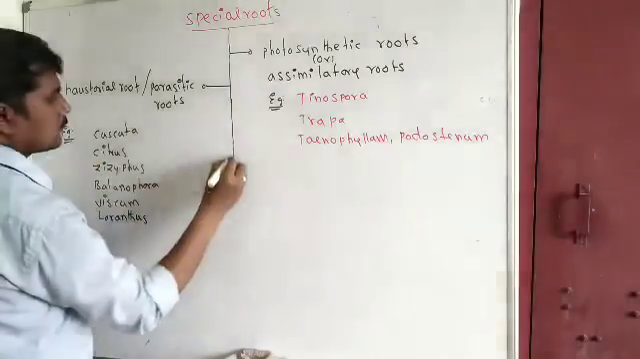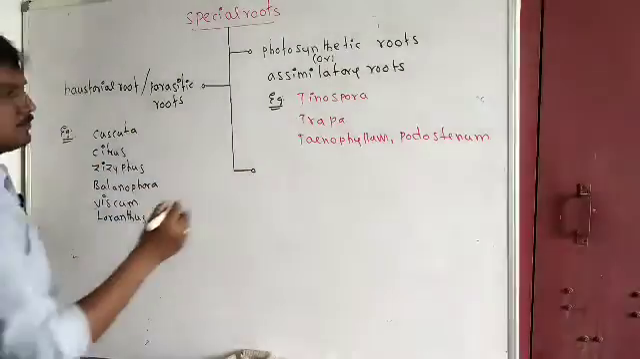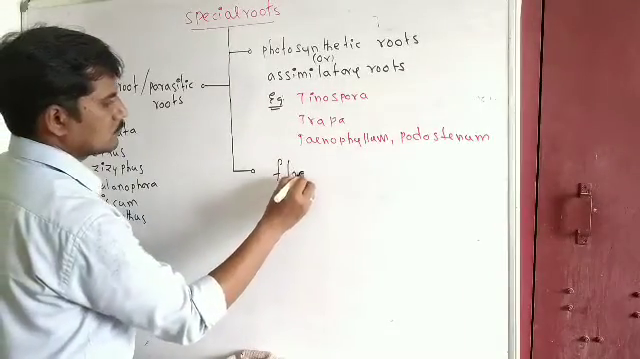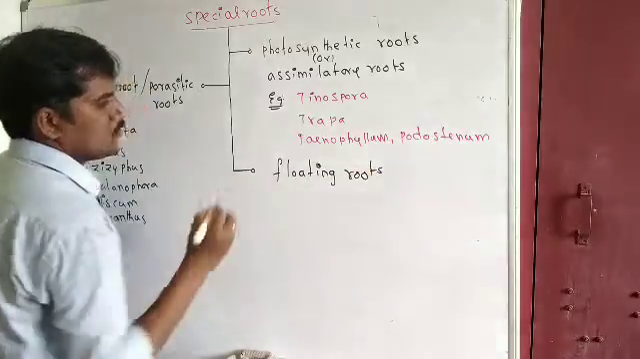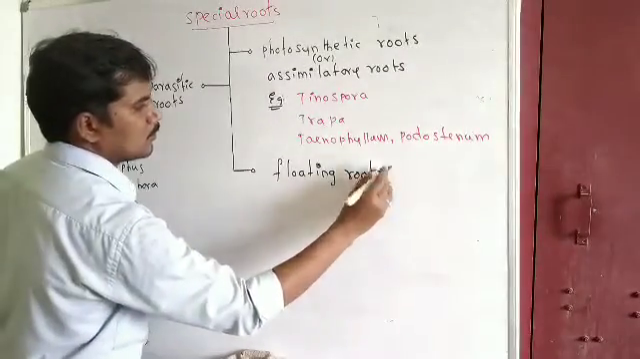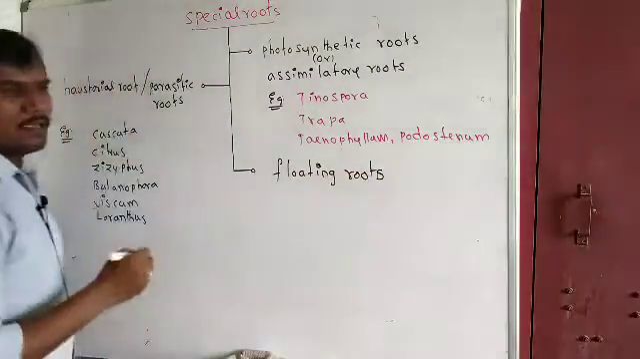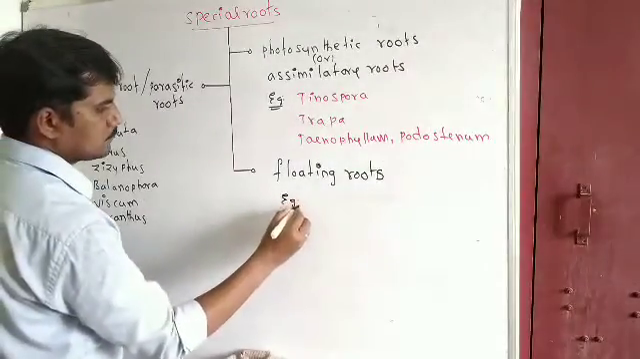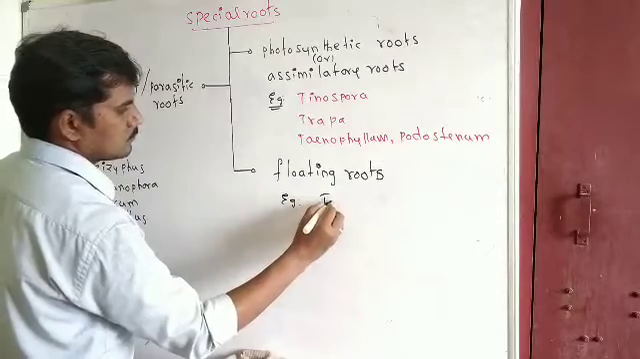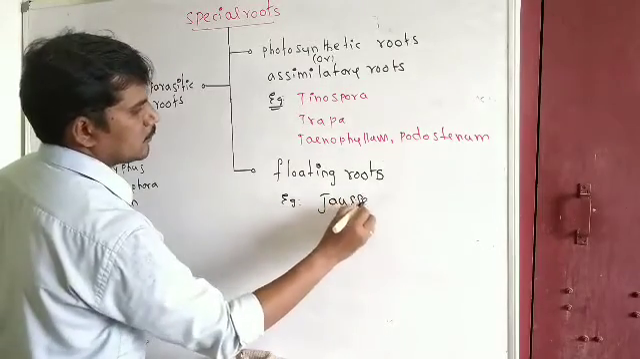The next one is very important, floating roots. These floating roots also help in the aeration process or respiration process. Example, Jussiaea.